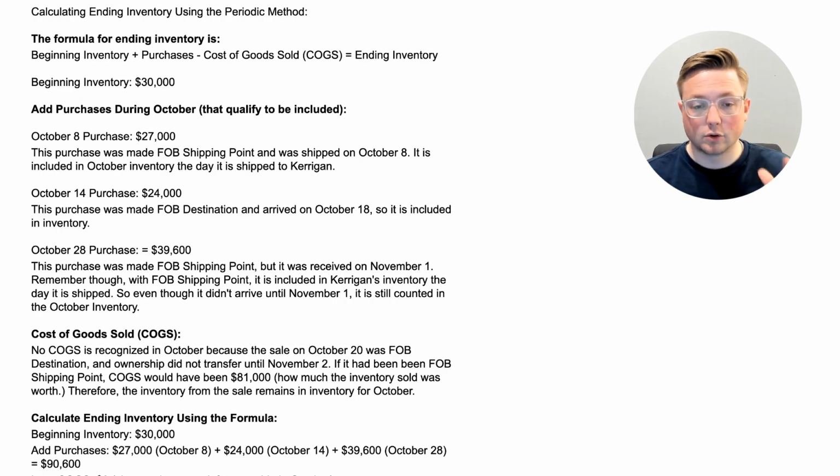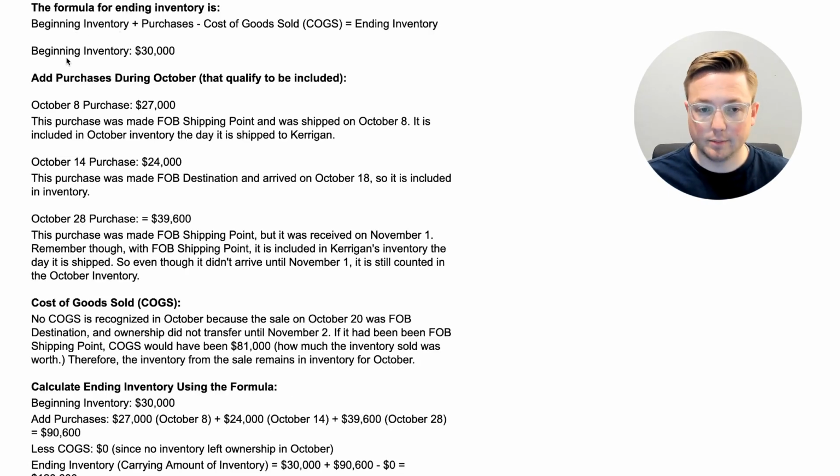All right, now we've scrolled down a little bit more. Just letting you know, whenever you see a question like this that isn't mentioning something specific like FIFO or LIFO or whatever the case may be, you're just using the normal formula for ending inventory. And that would be the beginning inventory plus the purchases less the cost of goods sold equaling the ending inventory, which again, ending inventory is the carrying amount of the inventory as it's being carried forward into the next month or the next quarter or whatever the case may be. So let's keep this formula in mind. Beginning inventory was $30,000, so that's the beginning inventory right there. We add purchases.